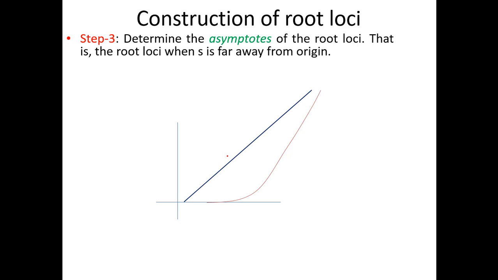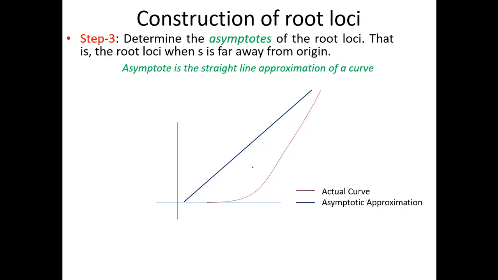So we have derived this equation and we have done this up to this part. Now let's continue our discussion. The third step in the construction of root locus is to determine the asymptotes of the root locus, that is the root loci when s is far away from the origin. So we have to find out the asymptotes. Now what is an asymptote? An asymptote is a straight line approximation of a curve. If this is your actual curve shown in this line, the asymptotic approximation will be approximately equal to this straight line. So this is your asymptotic approximation of this curve.